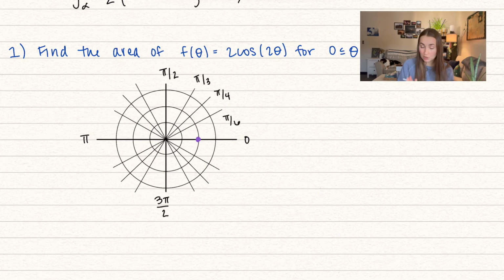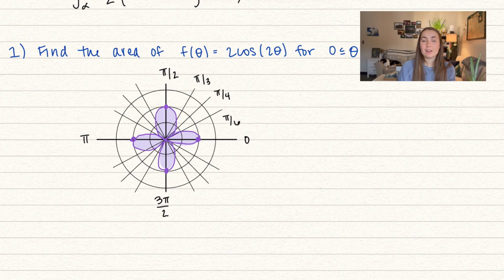And then we have 2 theta on the inside, which tells us we're going to have a total of 4 petals. So I'm going to have a petal on every single one of my axes. And my petals are going to look something like this. That's not perfect, but we try our best. So we want to know what is the total area of this little guy around here. So we want to find the area of all of these petals added together.